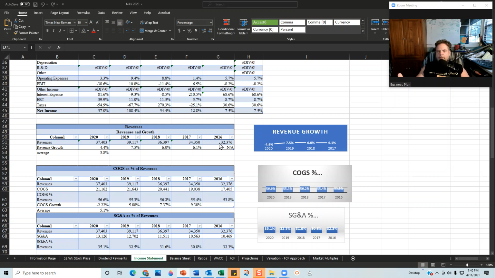So for example, Nike's revenues for 2016 were $32.3 billion. In the next 4 years, the organization would continually increase their revenues periodically at a growth rate of approximately 6 to 7%. However, in 2020, the organization's revenues declined to 37 billion, which was a 4.4% reduction. On average, the company's growth rate for the last 5 years was about 3.8%.